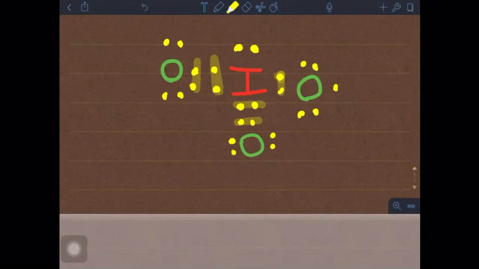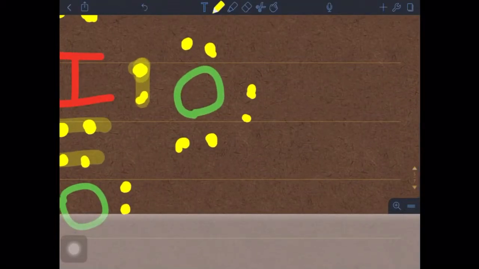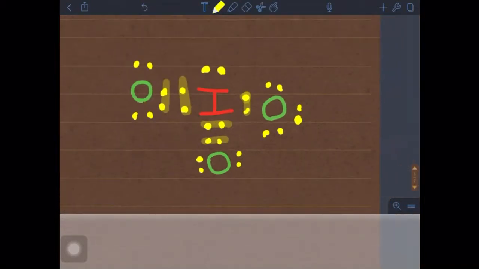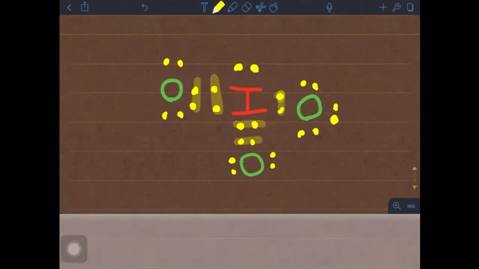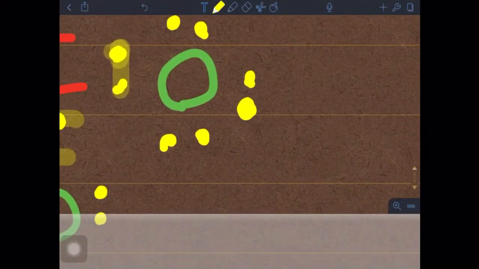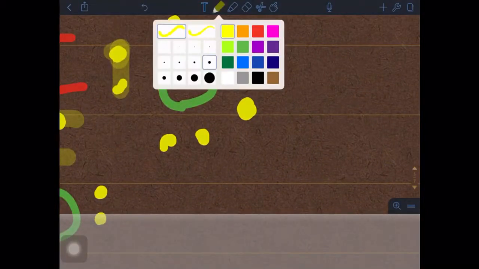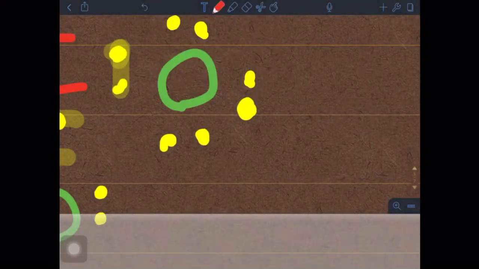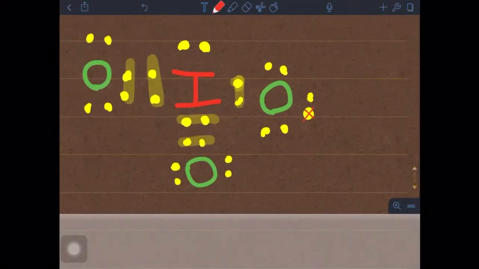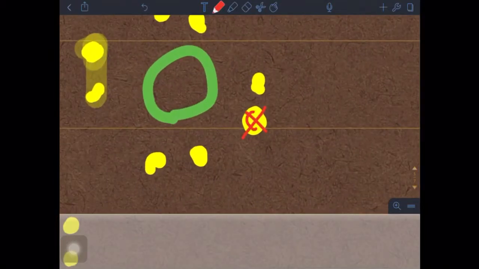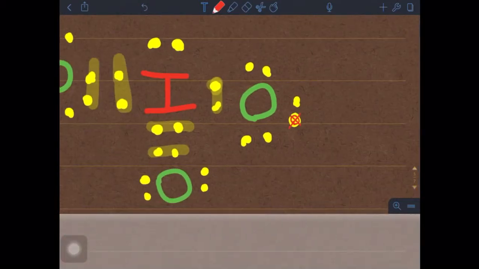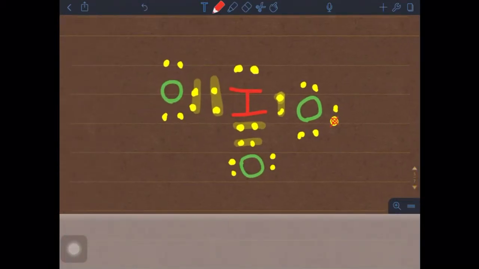But the thing is, in order to complete this, we would have to add another electron right here, and to do this we would have to draw another electron and signify this electron as different from the rest. So one way you could do this is perhaps drawing an X through it, or a circle, or whatever. Just make sure that it shows that it's different and that it was added on to this in order to make this whole molecule stable.